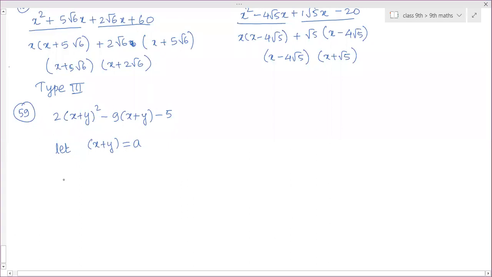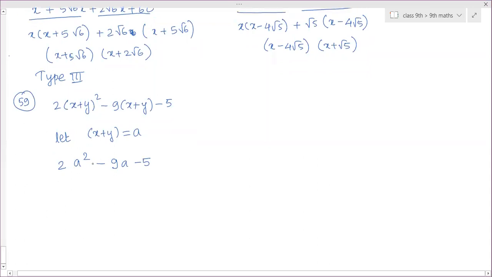So now this full equation will change to 2, in place of x plus y, we take a, square minus 9a minus 5. So 2a square minus 9a minus 5. Now factorize it. What is the product needed? Minus 10. The negative product is there. That means the difference of the two terms is minus 9.